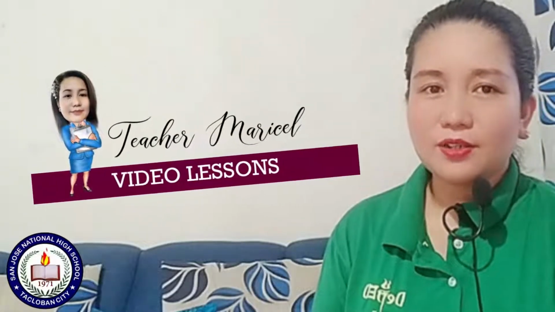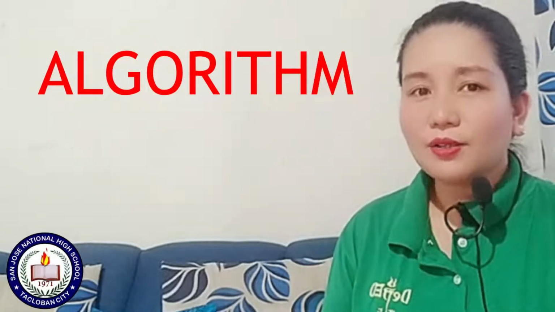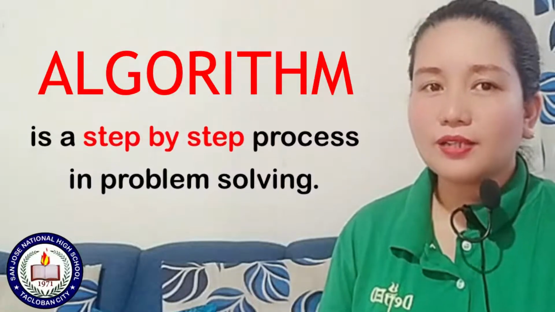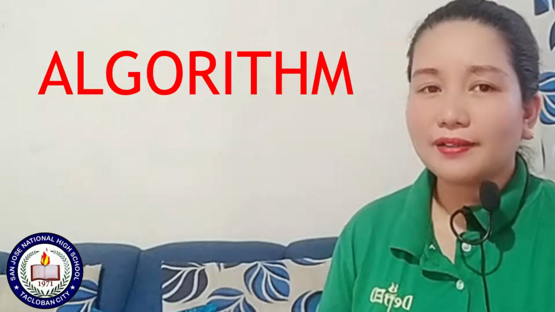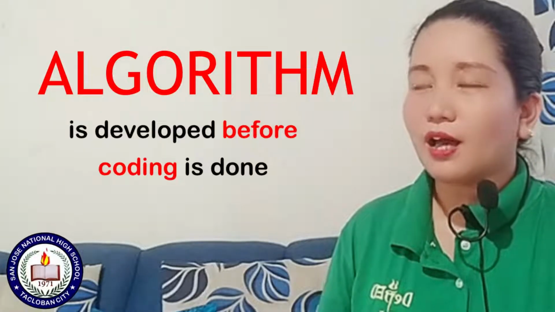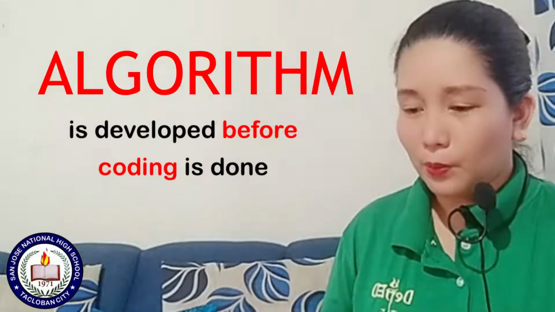For today's lesson, we will discuss one of the most important topics in computer programming. This is algorithm. Algorithm is a step-by-step process in order for us to come up with our desired output. Algorithm is generally developed before the actual coding of the program. It is written using English language so that it is easily understandable even by the non-programmers.